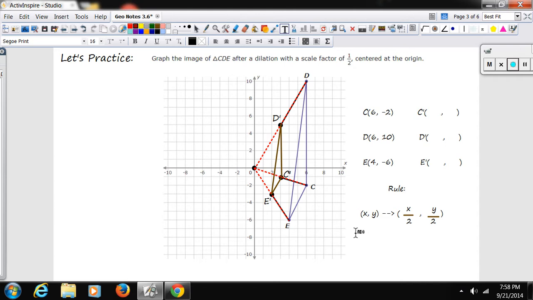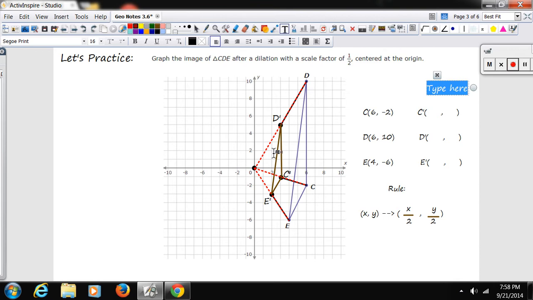So a resize that's less than 1, like in this case a half, is going to make things smaller. Greater than 1 is going to make things bigger. 1 by itself would just keep it the same size, and that would be a rigid motion. So let's put our points in here.